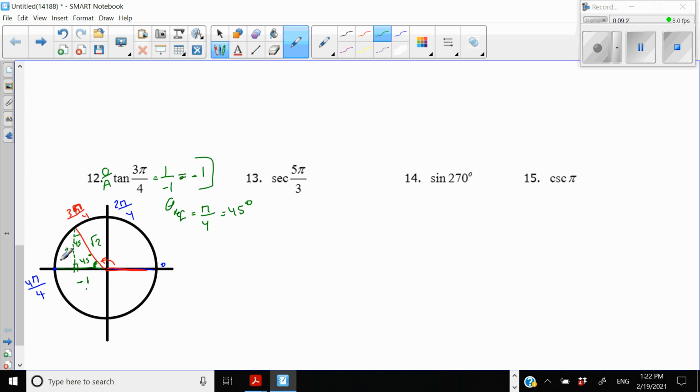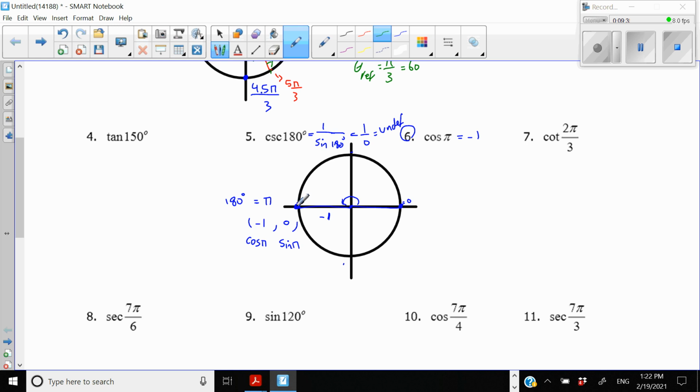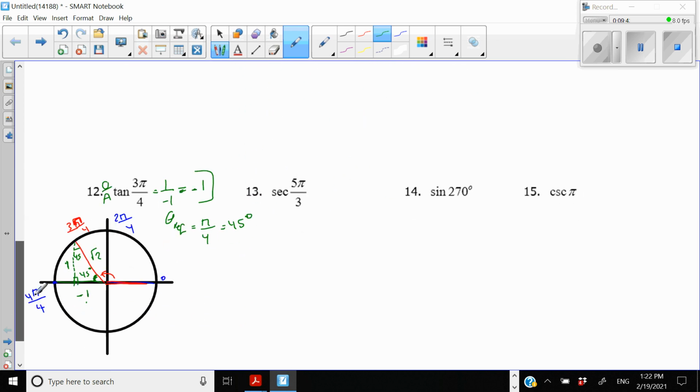So that's the answer. So this is how we work on these problems. If your angle is a quadrantal angle like this one, you need to find the coordinates. And then x is cosine, y is sine. If your angle is in between the quadrants like this one, then you need to create your right triangle using the reference angle, and then find the ratio of the sides and find the trig value that you need.